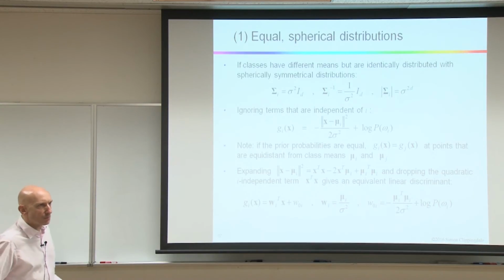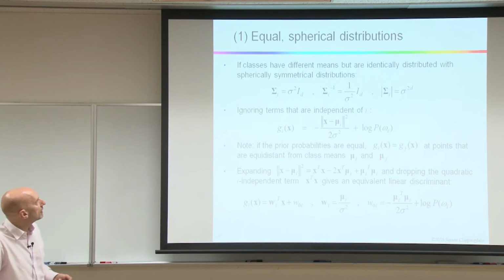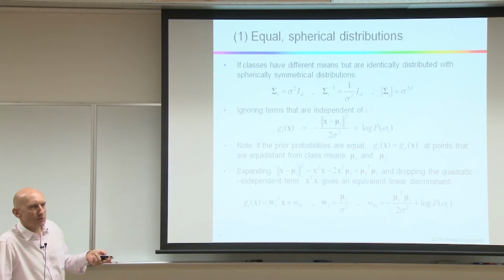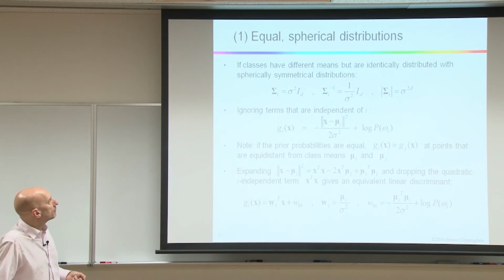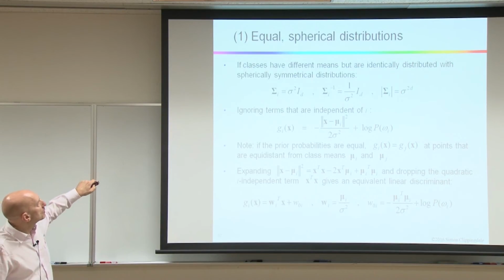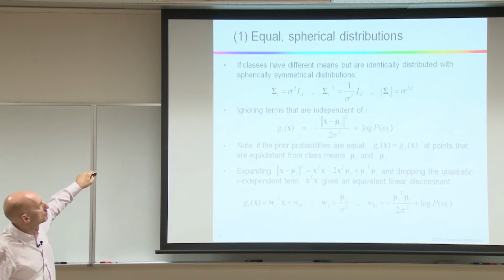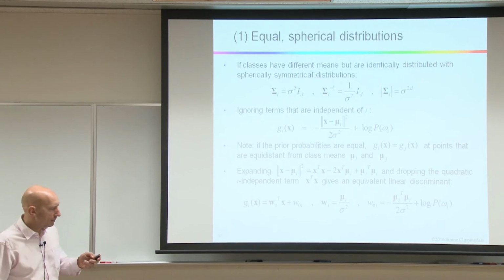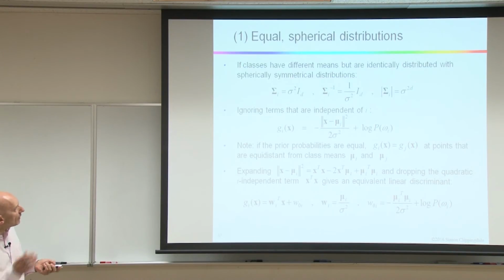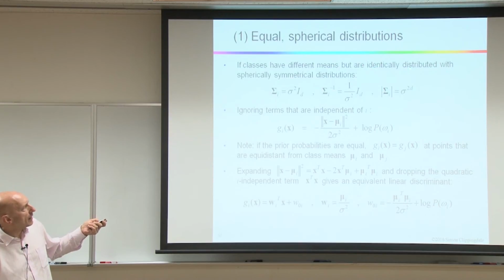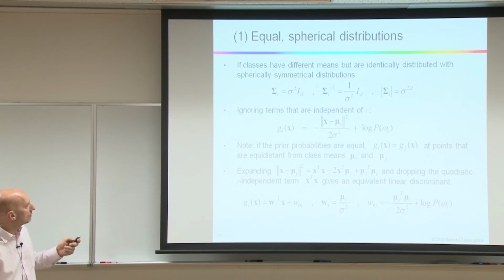Right, we're nearly there. I'll just blaze through this final bit, and then we'll leave it for today. Just some examples of what these decision boundaries actually look like for particular types of distributions. First one is where the distributions are equal and they're spherical, meaning that all directions are equally probable. So two classes have different means, but they have the same shape of distribution.